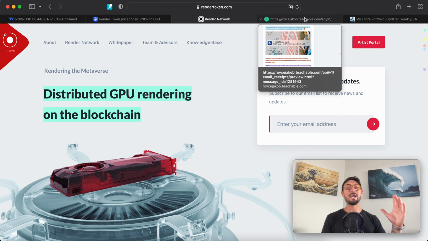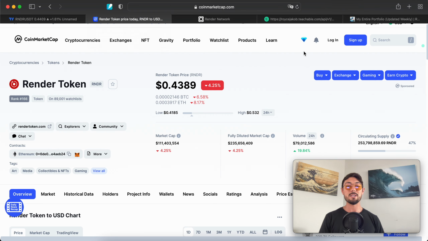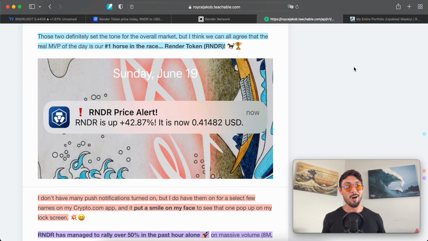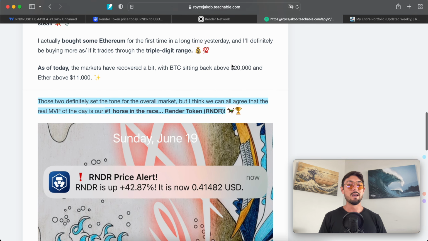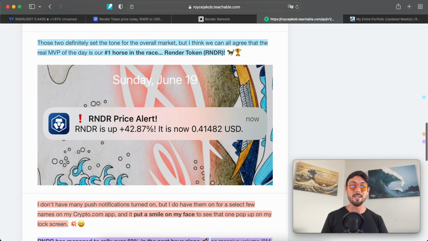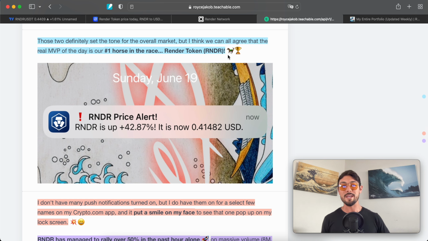Okay, so anyway, before we dive into the charts, before we dive into some of the fundamentals, let's read over the little excerpt I wrote on Render token in yesterday's Sunday special newsletter. So these two definitely set the tone for the overall market, talking of course about Bitcoin and Ethereum, but I think we can all agree that the real MVP of the day is our number one horse in the race, and that is Render token.